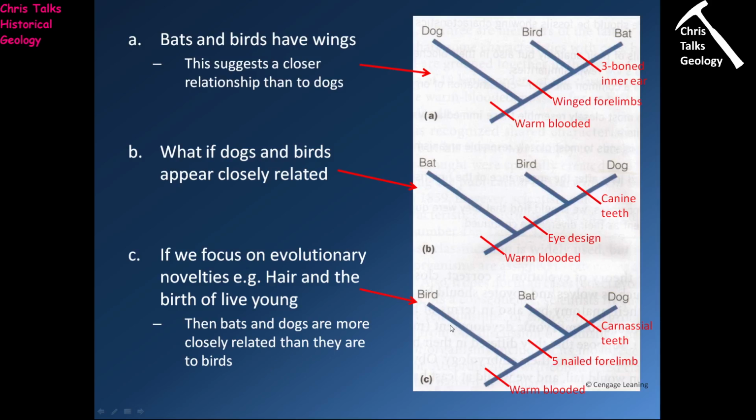So what we're going to do is separate the mammals from the non-mammals. And so obviously once again, warm-blooded, but 5-nailed forelimb. Bats have a 5-nailed forelimb, so do dogs, so they're going to go off one way. Birds do not, because obviously the forelimb has evolved to produce wings.